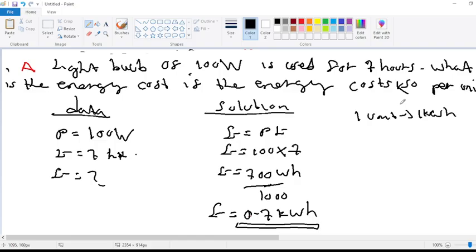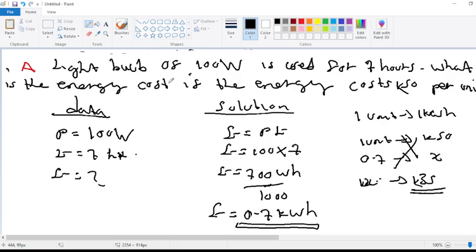Now the question proceeds to say, if the energy costs 50 kwacha per unit, what is the energy cost? So now 1 unit is equal to 50 kwacha. What of 0.7 units? We don't know. Then you just do the cross multiplication. So the energy cost here in kwacha will be 50 multiplied by 0.7. You're going to have 35 kwacha here. So this is the 35 kwacha. So what is the energy cost if the energy costs 50 kwacha per unit? It will be 35 kwacha.